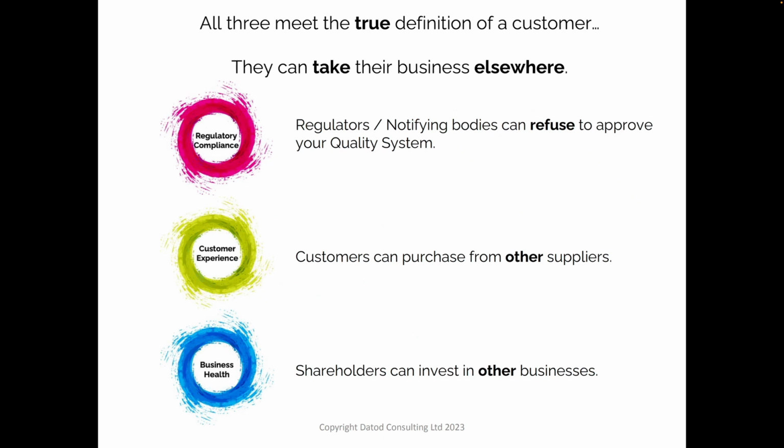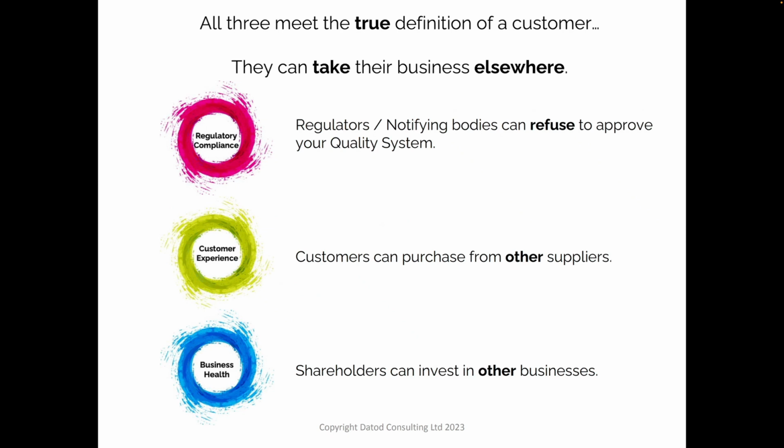Now, if we go back to the true definition of a customer, and look at these customer groups through the eyes of that definition, they do meet the true definition of a customer in that they can take their business elsewhere. So if you look at the regulatory compliance group, the regulators and notifying bodies, they can actually refuse to approve your QMS. They can approve to sign it off. And you will obviously be unable to export to certain areas and actually sell your products. So they have an enormous power in terms of their ability to impact your QMS, but they can actually make a decision that your QMS is simply not good enough.